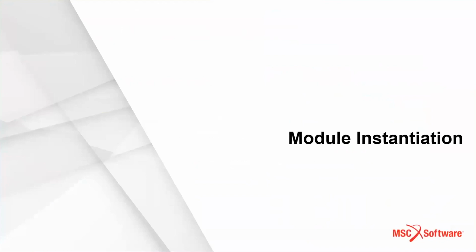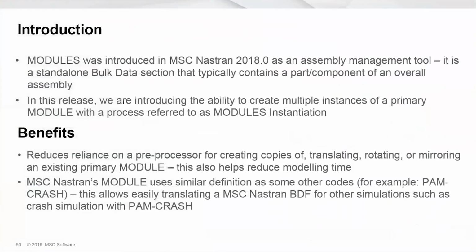Now I'll talk about another capability that we've added in MSC Nastran 2019 for assembly management. In 2018.0, we released a capability called modules. For those that don't know what modules is, it's very similar to part superelements, the assembly management tool, but it does not do any reduction of the matrices. All it does is, in an assembly, different parts can be put inside different modules, as are all the bulk data entries inside a module. So it just makes assembly management a lot easier.